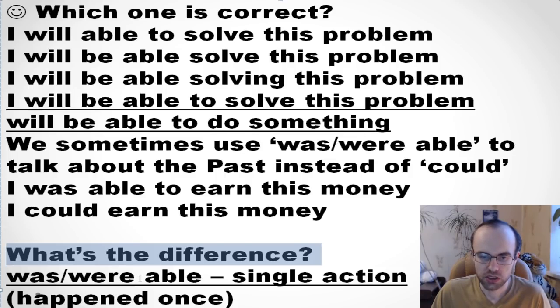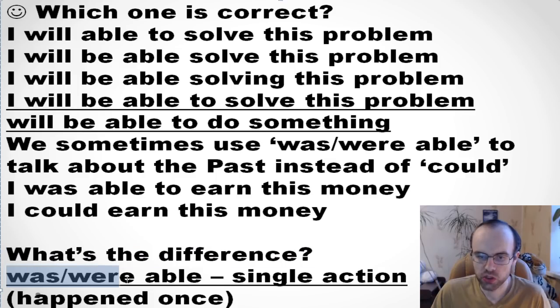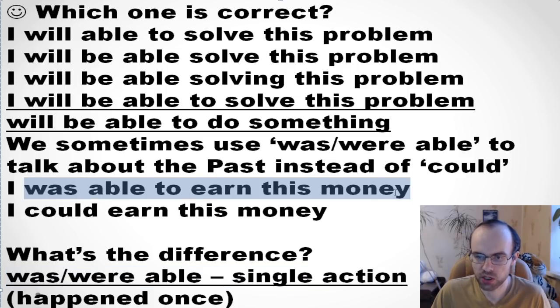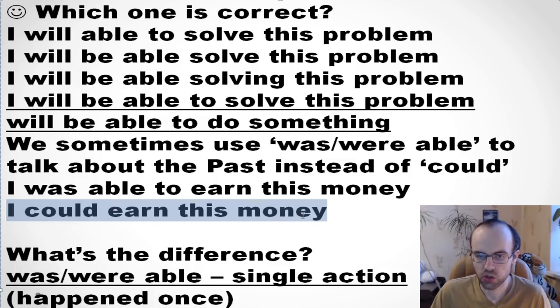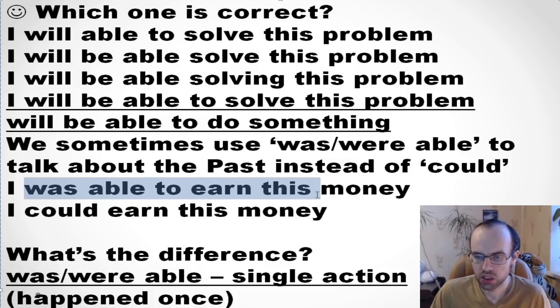We mostly hear that we use was, were able for a single action. So it happened once. I was able to earn this money. It means that it happened one time. And I could earn this money. It means that it was possible and I could do it quite regularly. But anyway, we mostly meet could. We sometimes meet was able. You just need to know that it means could, but we don't use it so often.